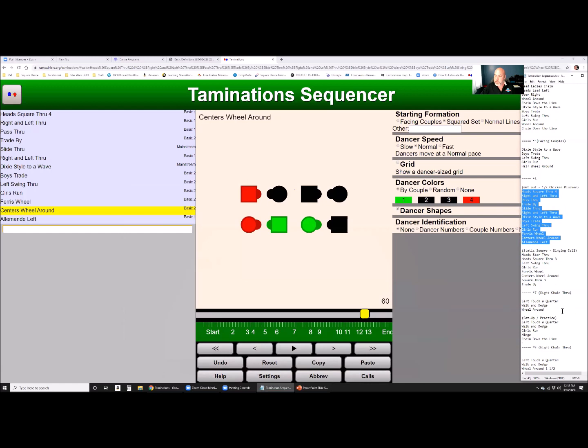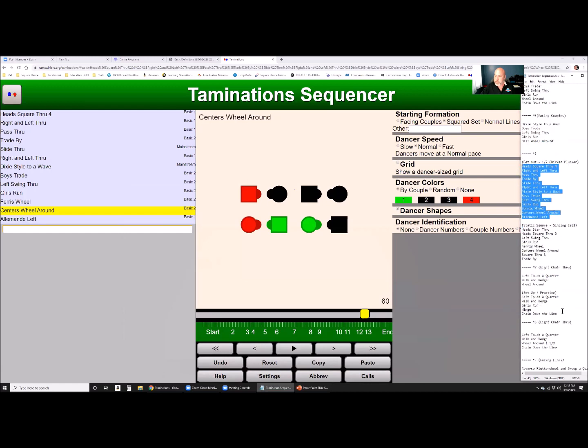Again, for those of you that want to see it, boom, we're going to do from an 8 chain through.